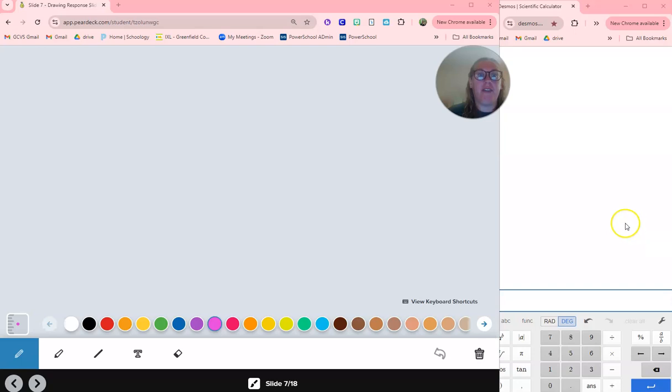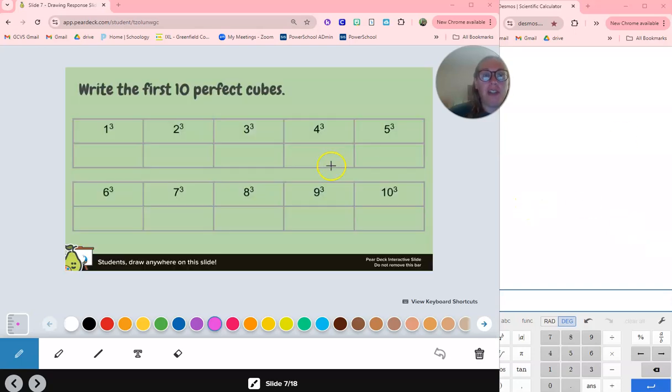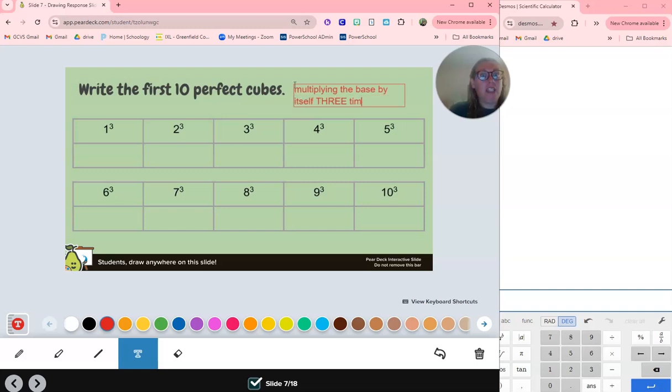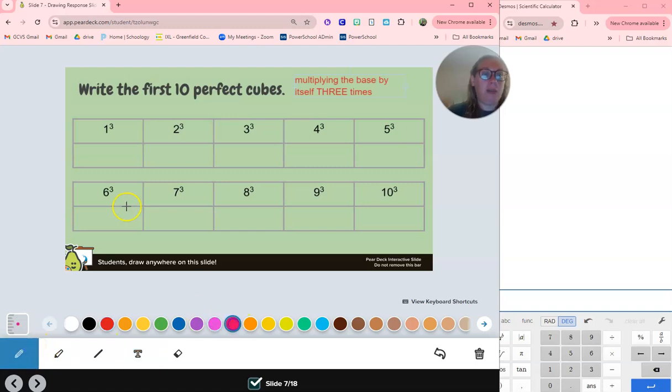Let's look at slide 7. We're going to make our perfect cube list. So now we're multiplying the base by itself 3 times, right? Because we're cubing it. So 1 cubed is 1 times 1 times 1, which is just 1. 2 cubed, as we just saw, 2 times 2 times 2 gets us 8. 3 cubed is 3 times 3 times 3, which is 27.